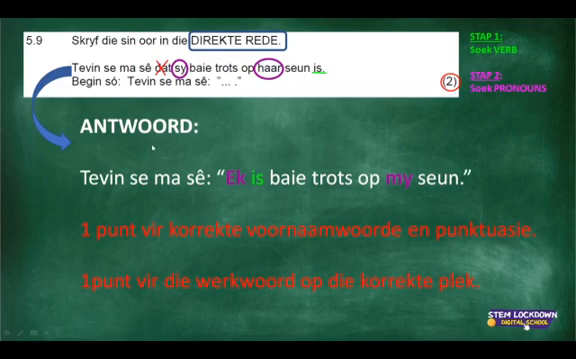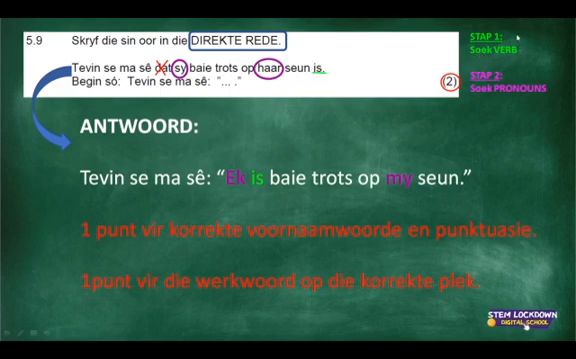Good. Now, in the lesson about the cartoons, we discussed direct speech being written into indirect speech. I said that often direct and indirect speech is asked when we are with question 4 that is related to the cartoon. However, it is not just limited to question 4, as we can see in question 5.9. It says, skryf die sin oor in die direkte rede. Rewrite the sentence in the direct speech. So, Devin se ma sê dat sy baie trots op haar seun is.